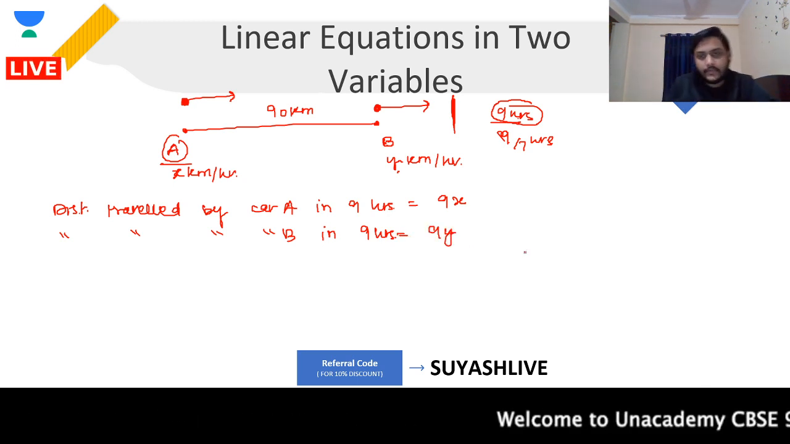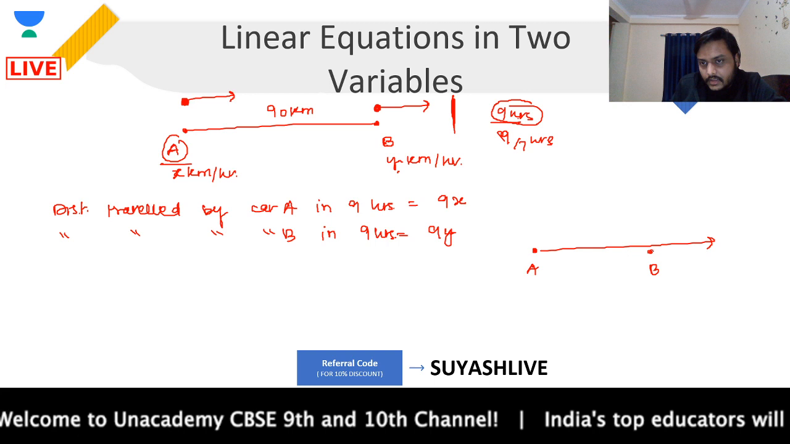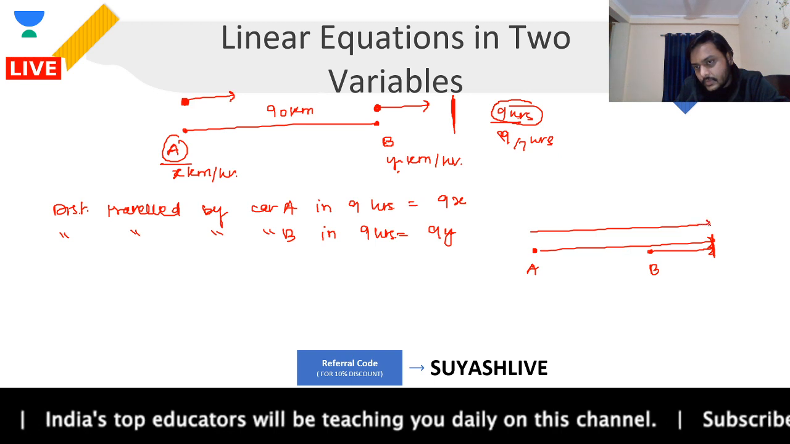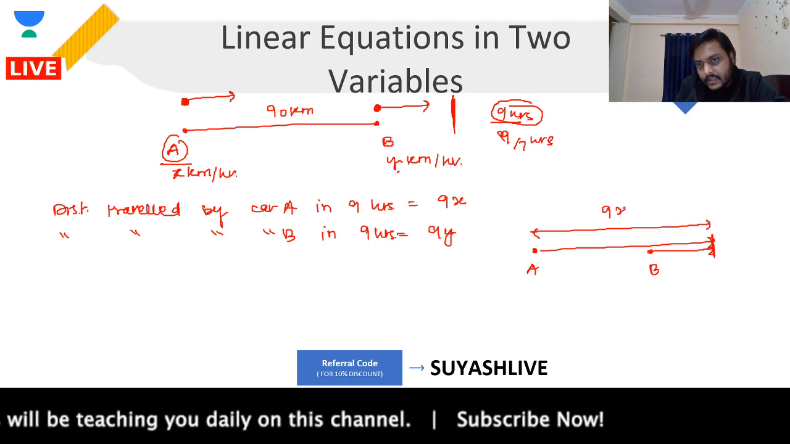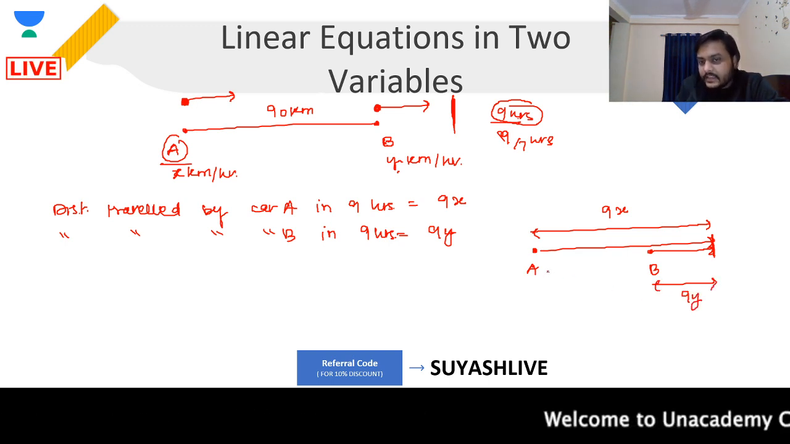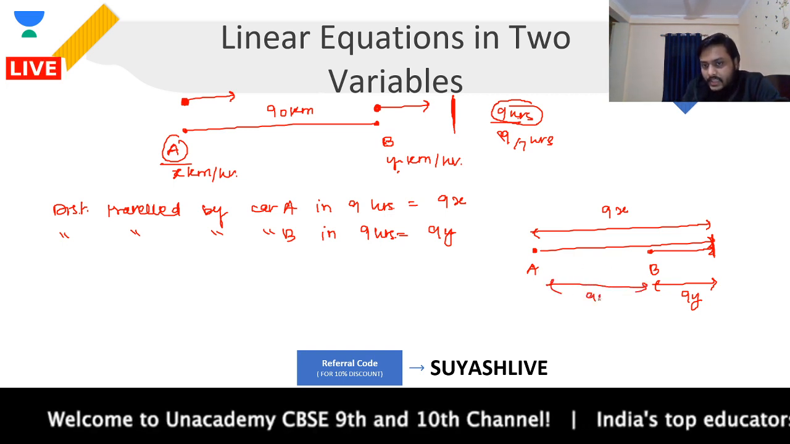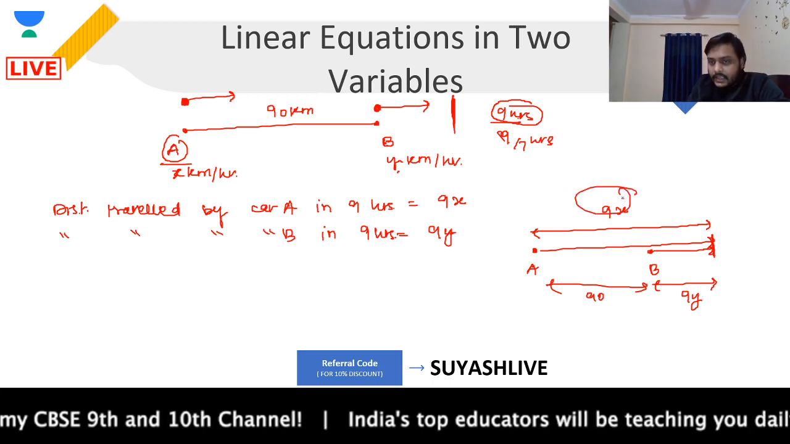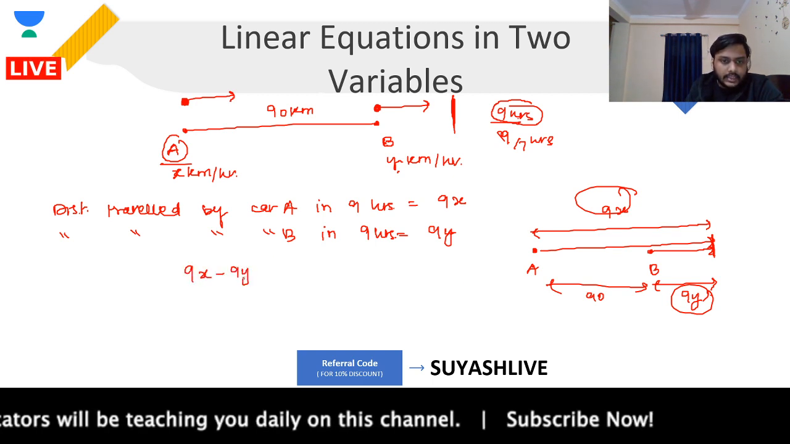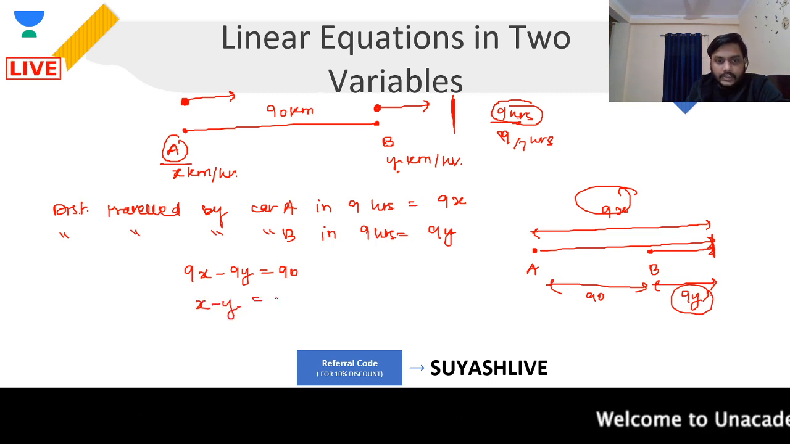Now if you focus over here, everyone understand it. This is your A, this is your B. Car A is moving in this direction, car B is moving in this direction, and if they are meeting at this point, I can say that this distance is 9x, and this distance is 9y. AB is given to me as 90, and from here I can make an equation that 9x, which is the complete distance, minus 9y is equal to 90. So I can say 9x minus 9y is equal to 90. That is my first equation, and I got x minus y equal to 10.